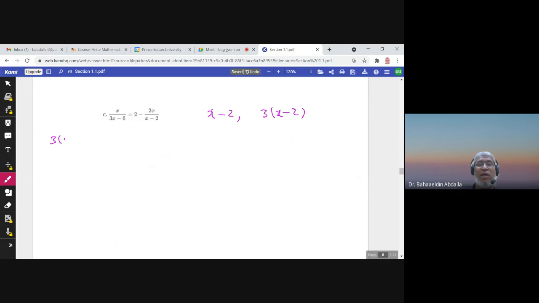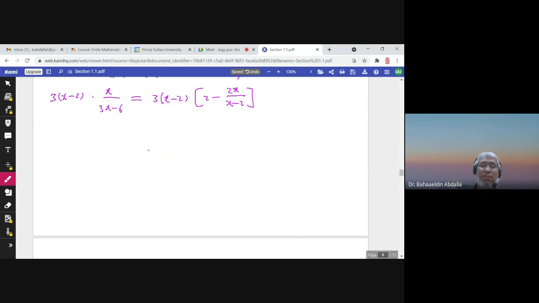You need to multiply by x minus 2. That would be the LCD, okay, times x over 3x minus 6, which is 3 times x minus 2. So these two would be cancelled. And then the 3 times x minus 2, you need to multiply by the two terms in the right hand side. Please continue the question and find the solution and make sure the answer is not 2. If the answer is 2, then we don't accept the answer and it would be the empty set.